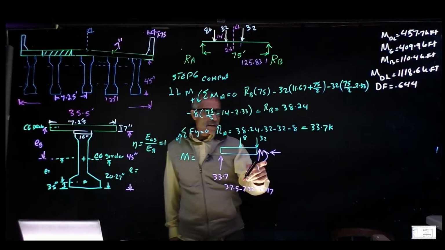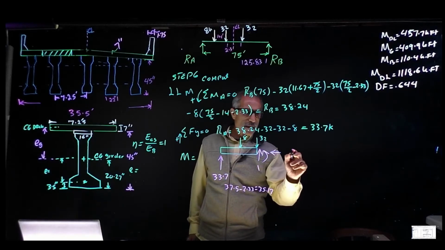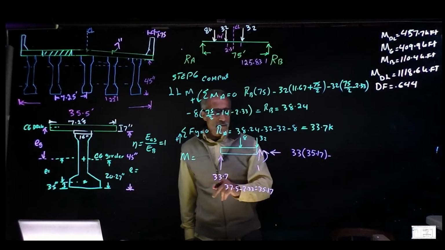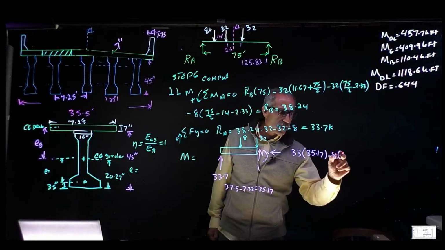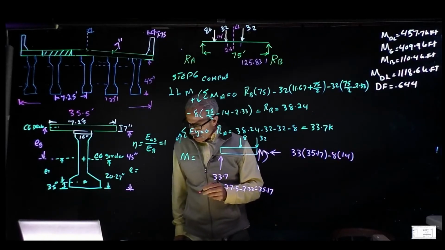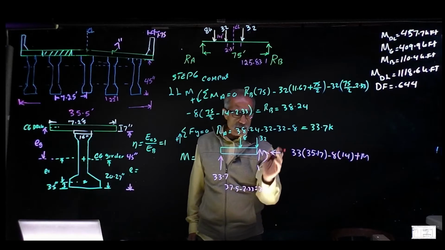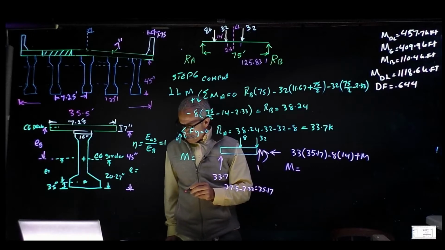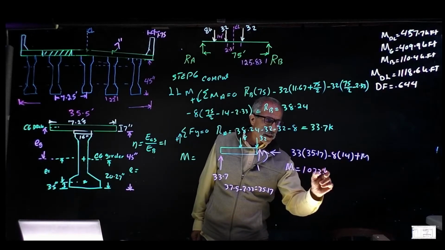So now I have that. I'm going to find this maximum moment. So take a moment about this point. It's going to be 33.7 times 35.17. And then we have the 8 kip times 14, minus 8 times 14. And that will give me that moment. And of course plus M, because taking a moment here. So M max is going to come out to 1073 kip-foot. 1073 kip-foot.